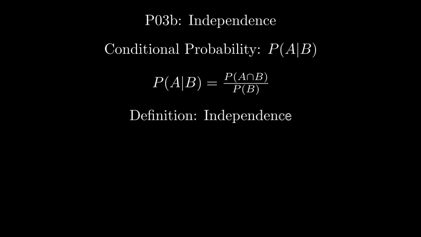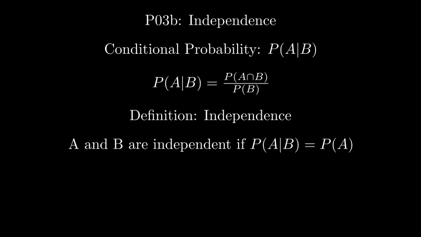So what does it mean for 2 events, A and B, to be independent? Intuitively, it means that the occurrence of one event does not affect the probability of the other. Knowing that B happened doesn't give you any new information about the chances of A happening. Formally, we say that A and B are independent if the probability of A given B is simply equal to the original probability of A. The condition didn't change anything. We can combine our 2 formulas to get a very useful test for independence.